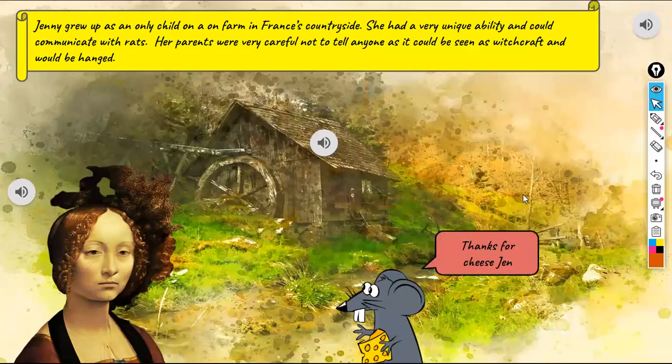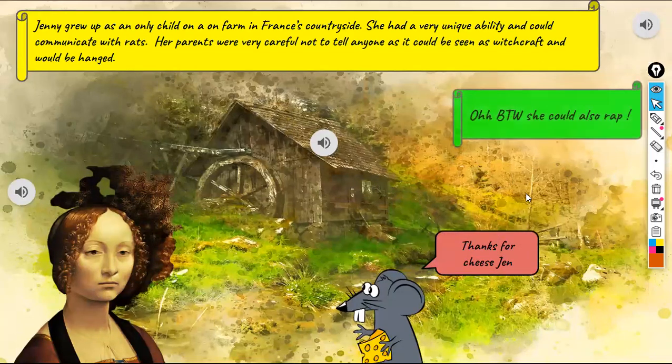So this is what the rat is saying to her. Oh, by the way, she could also rap. You all want to hear Jenny rap? So the rat tells her, thanks for the cheese, Jen. How many of you want to hear her rap? Think she's a good rapper? Who's a good rapper? I don't know many good rappers. Jay-Z's a rapper, right? I don't know much about rap music.